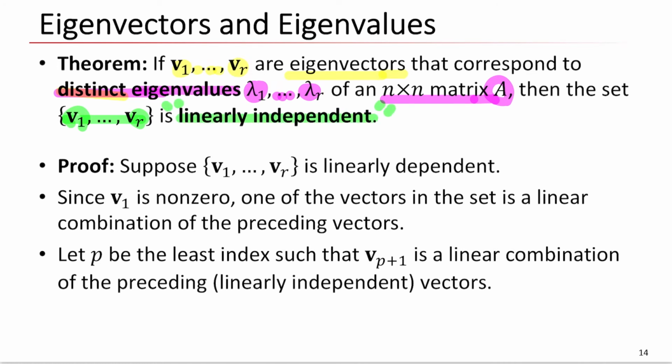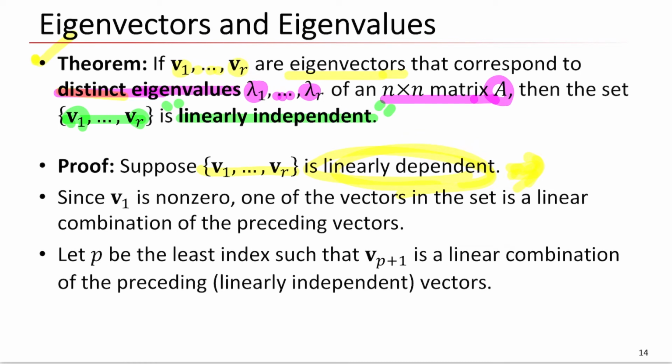So in other words, the eigenvectors with different eigenvalues will be linearly independent of each other. Okay, so let's prove this theorem. First of all, suppose that v1 through vr is linearly dependent. Then we can show this assumption will fail.